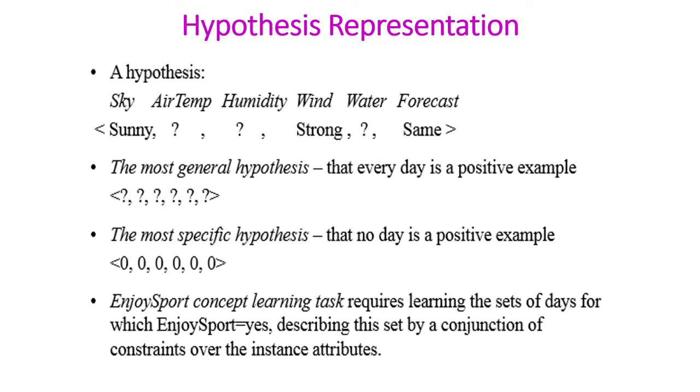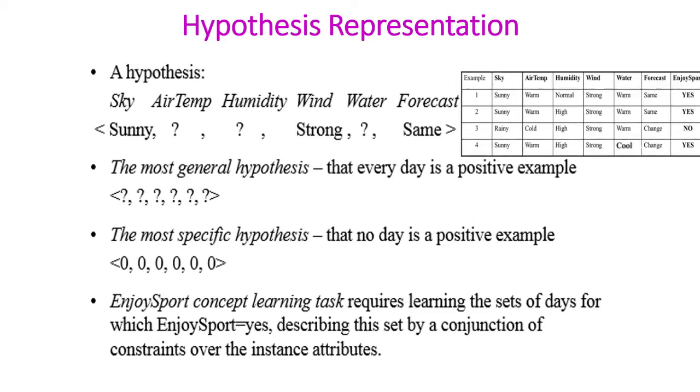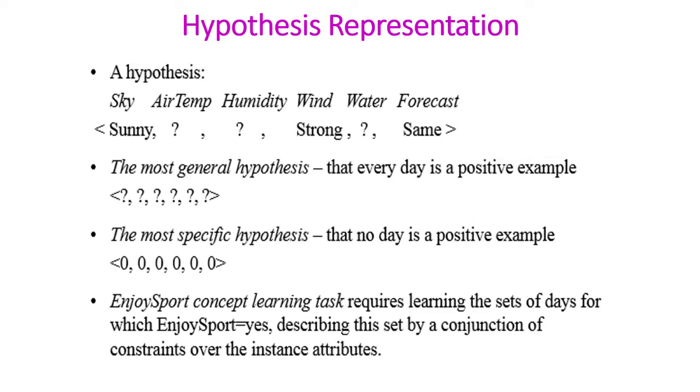Hypothesis representation. One hypothesis sample is shown. It contains 3 constraints. Those are sunny, strong, and same. These hypothesis values are taken from attributes sky, air temperature, humidity, wind, water, and forecast. The most general hypothesis is a set consisting of all question marks. The most specific hypothesis is a set consisting of all null values. That will indicate no day is a positive example.